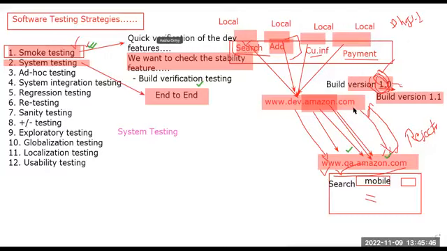Correct, guys? So now let's assume we have these two features, search and add to cart, in the QA environment, and we have to perform system testing for those two features. As part of the QA estimation, we have to complete it in 8 hours. We'll say that is our estimation.